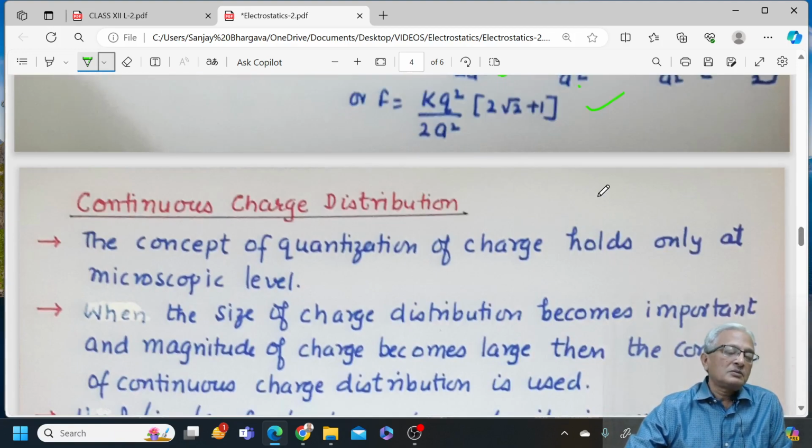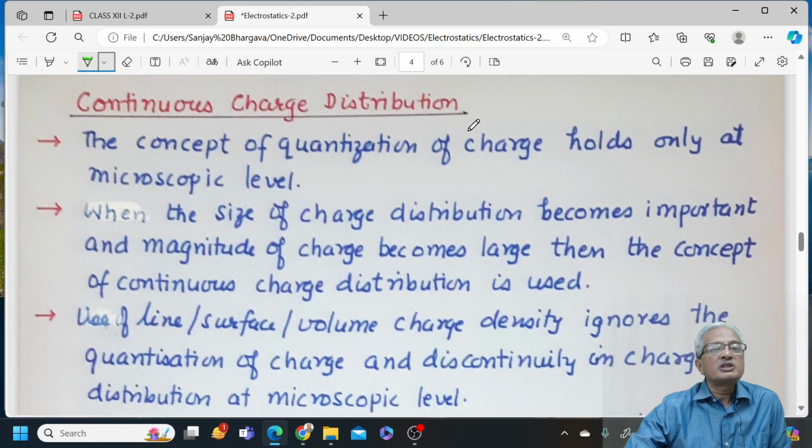Now, till now, the size of the charge distribution was never important to us. We introduce now the concept of continuous charge distribution. So when does the concept of continuous charge distribution come up? When the size of the charge distribution becomes important. We are now coming from microscopic to the macroscopic level. We leave the concept of quantization now.